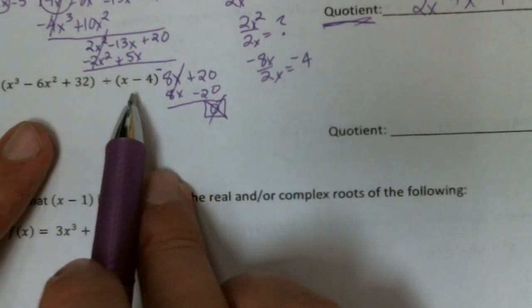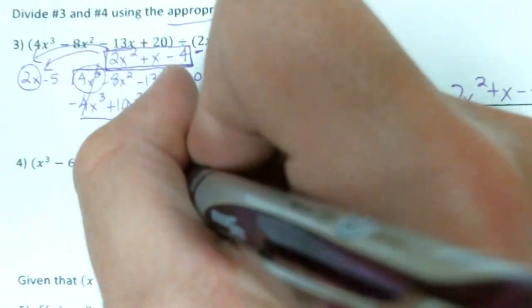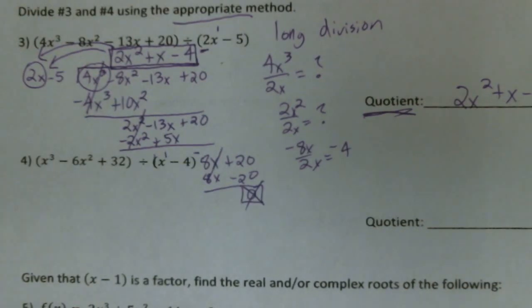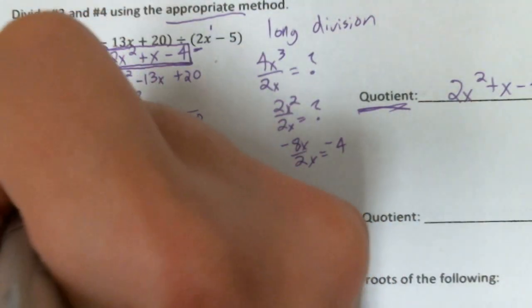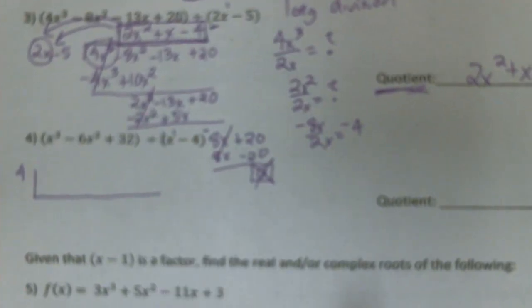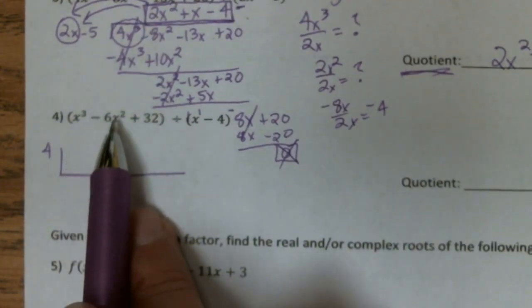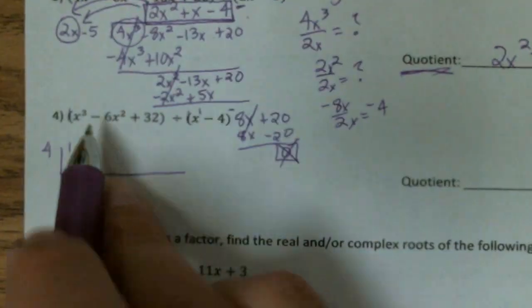All right, the next one, what appropriate method do you want to use? I want to use synthetic division because the coefficient is 1 and the exponent is 1. Now remember, when you do synthetic division, you've got to flip this sign, so I'm going to use a positive 4. And always remember to ask yourself, do I need any placeholders? Don't forget the placeholders. I've got a 1, I've got a negative 6. I'm missing the x term, so I've got to put a 0 there, and then a 32.